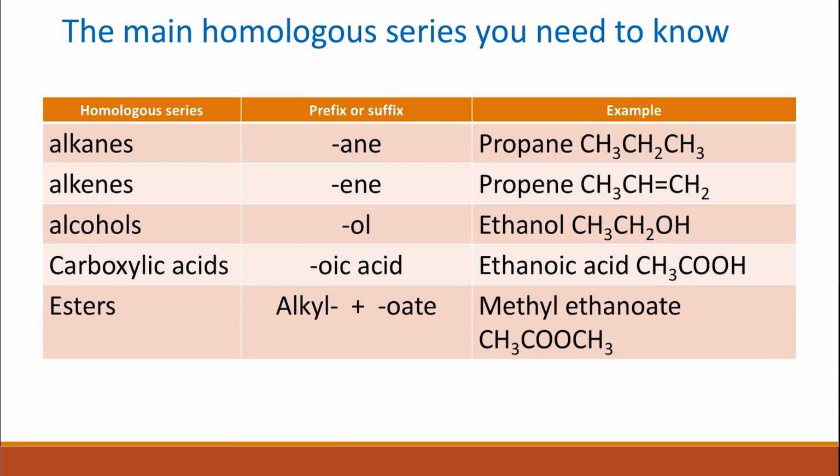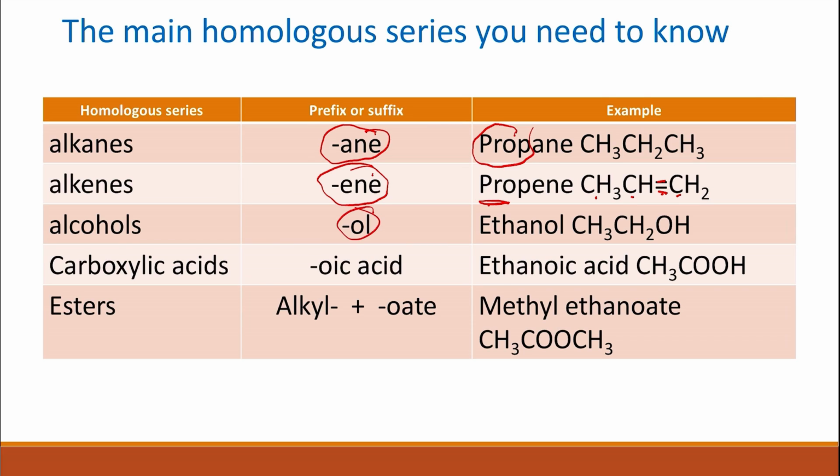And then the main homologous series you need to know, and the different suffixes we are going to use. For alkanes, we're going to use the suffix ane. An example of that is propane, which is an alkane with three carbon atoms, as we use the prefix prop and then the suffix ane. Alkenes are the second one, and we're going to use the same prefix, which refers to the number of carbon atoms, and then the suffix ene. An example is propene, which has three carbon atoms and a double bond, so it's propene, an alkene.